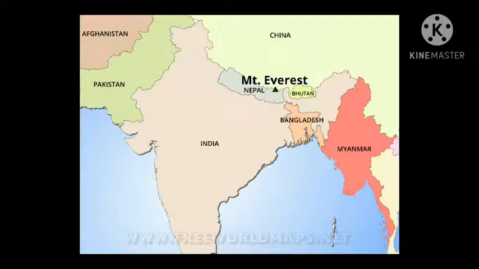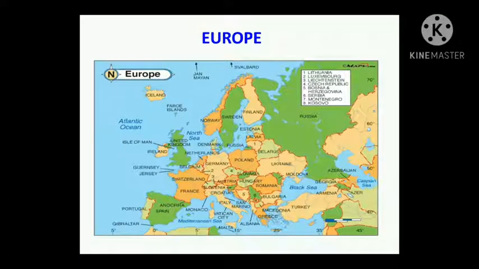Its height is 8,848 meters above the sea level. So these are the main features related to Asia. And the next one is Europe. Europe is much smaller than Asia. That means it is the second smallest continent and it lies to the west of Asia.